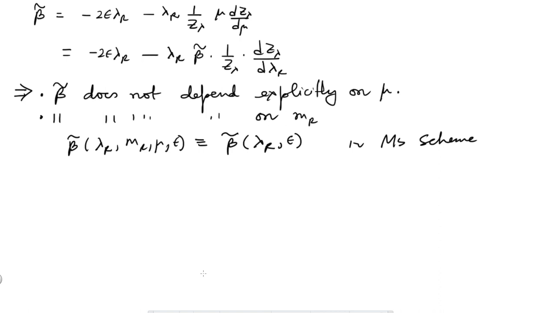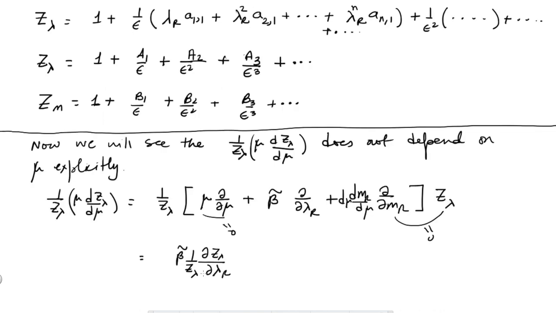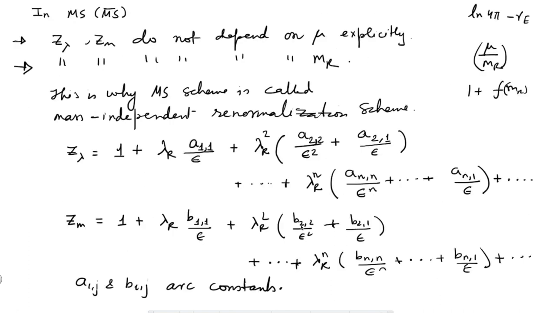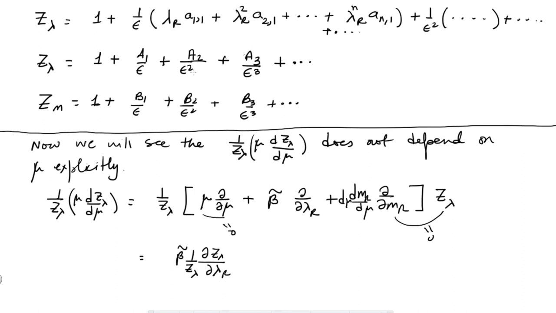Now I want to show you that the beta function receives contributions only from the single pole terms. So what I mean to say is this. If you look at this expression, which is going to give you beta tilde upon taking these derivatives of z, it looks like all the poles will contribute, right? Because z lambda has simple poles, poles of order 2, meaning 1 over epsilon square terms, poles of order 3, meaning 1 over epsilon cube terms, as I wrote somewhere here. So z lambda has all kinds of terms: 1 over epsilon, 1 over epsilon square, 1 over epsilon cube.